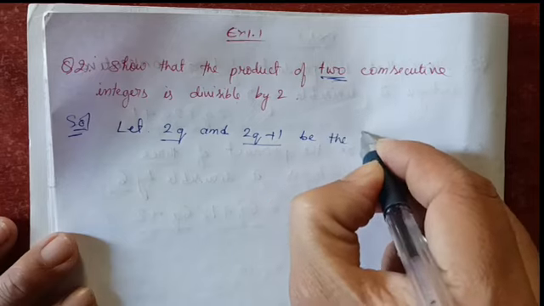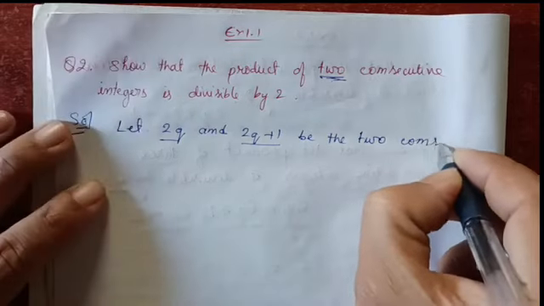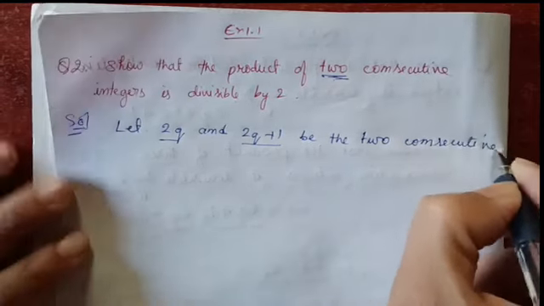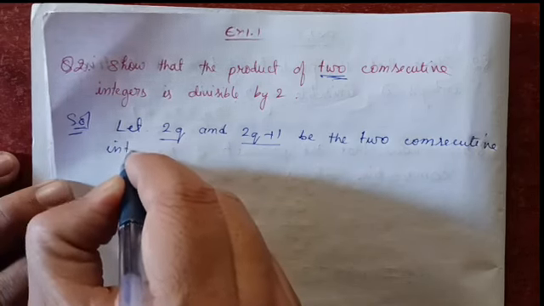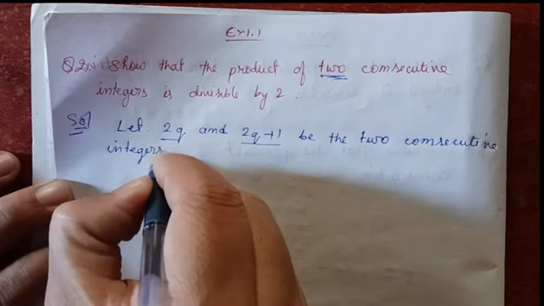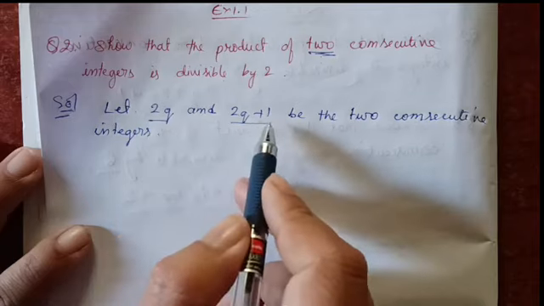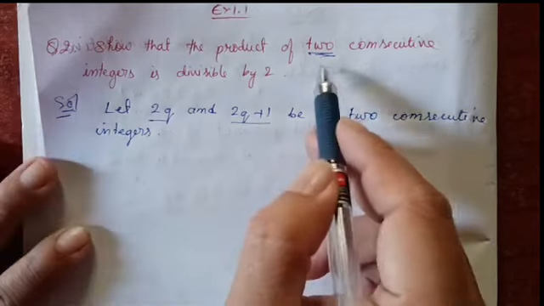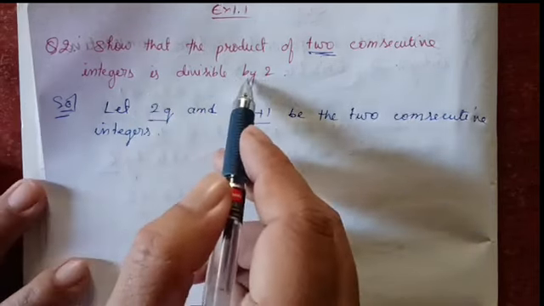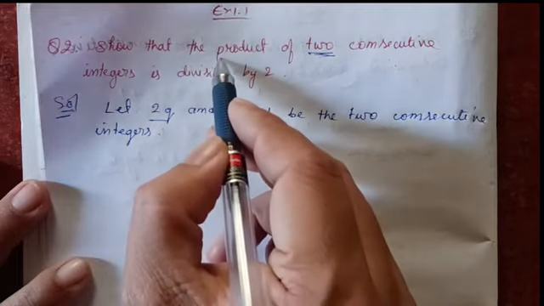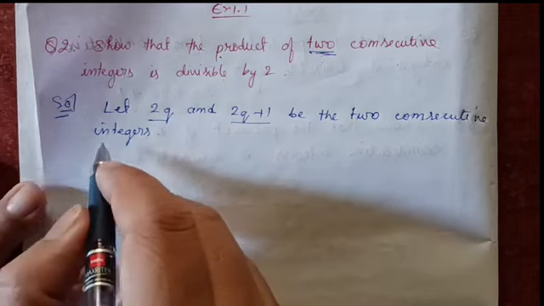be the two consecutive integers. So let 2q and 2q plus 1 be the two consecutive integers. We are copying from the question, two consecutive integers. So it should be divisible by 2. The question says find the product, right? So the product means we are going to find it by multiplying.